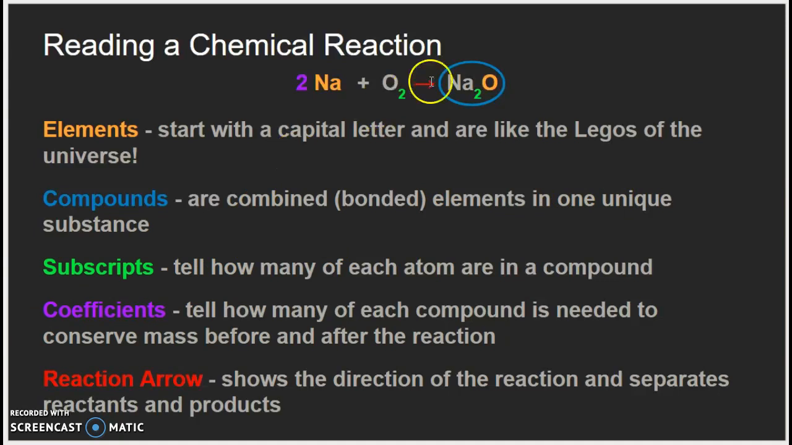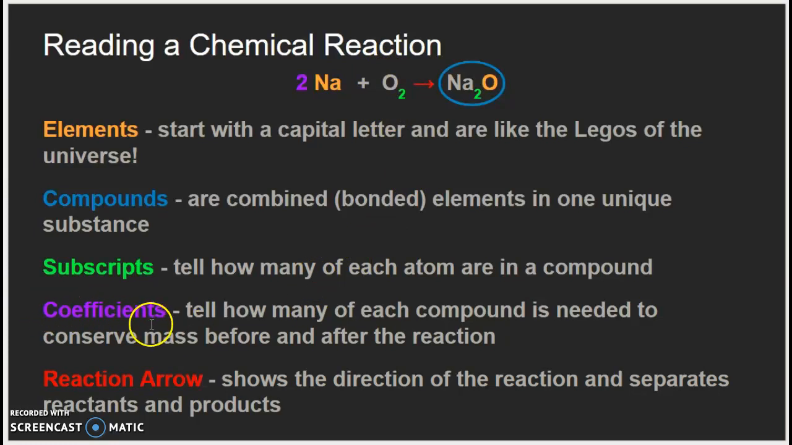Alright, subscripts. Subscripts are these little numbers at the bottom, so I highlighted them in green. They mean how many of each element are in the compound. So there are two sodiums, that's why there's a little 2 after the sodium. And in oxygen gas, there are two oxygen atoms, and that's why there's a 2 after the oxygen.